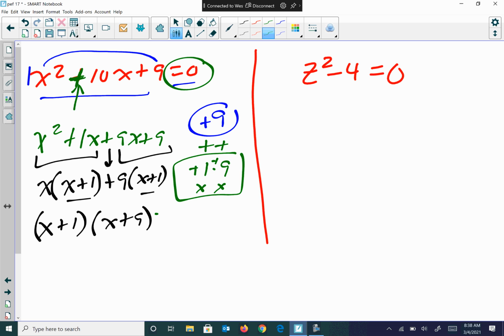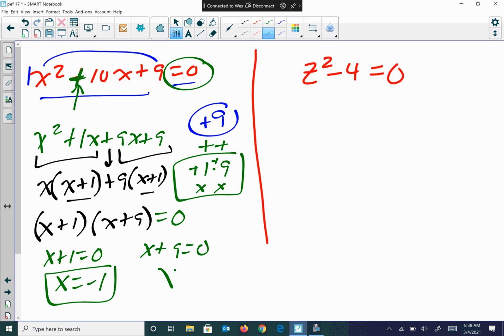It's equal to 0, so set it equal to 0. Set each of them equal to 0. You can drop the parentheses. So x equals negative 1. X equals negative 9. You want to get all those points.